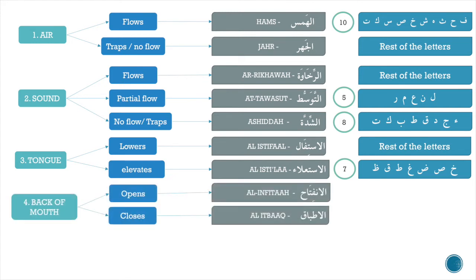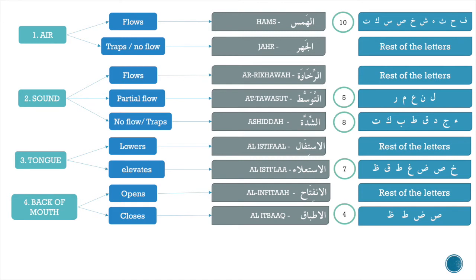We have looked at the back of the mouth, when it opens and when it closes. When the back of the mouth opens, it is known as al-infitaah, and when the back of the mouth closes, it is known as al-itbaq. There are 4 letters of al-itbaq, sad, dad, ta, and dha, and the rest of the letters fall into the category of al-infitaah.